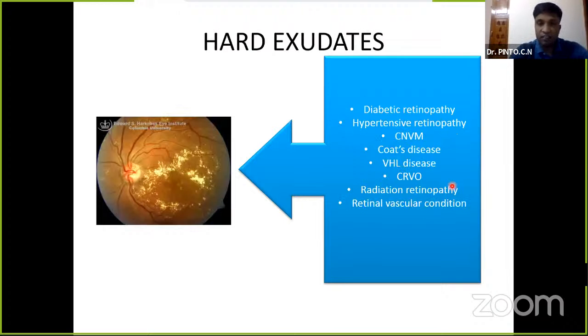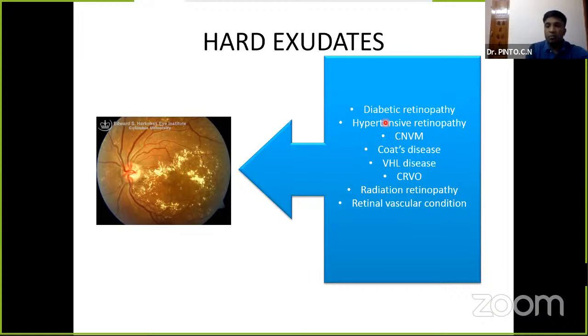Coming to the next topic, that is the hard exudate. What are the differentials for a hard exudate? In which conditions do you see hard exudates? Hard exudates are nothing but a collection of lipoproteins and proteinaceous material, normally due to increased permeability of the retinal vessels. The most common cause is diabetic retinopathy. Okay, one should not forget it at any cost. Diabetic retinopathy is the most common cause, followed by hypertensive retinopathy.